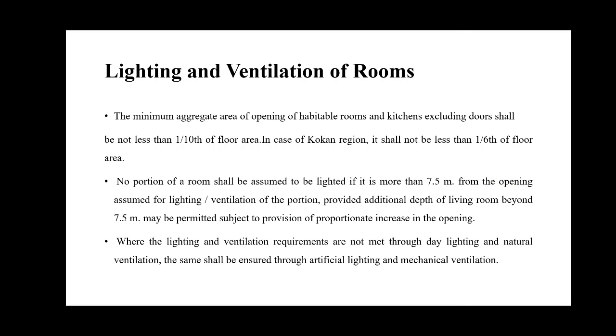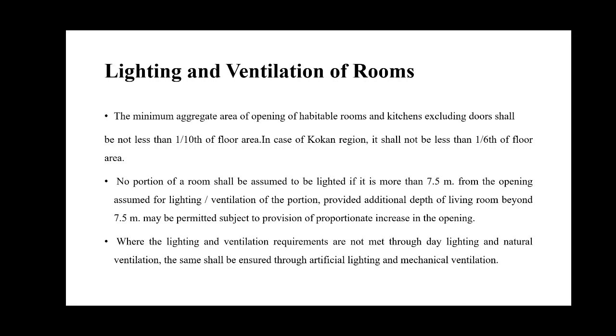Next, we shall discuss regarding lighting and ventilation of rooms. As we know, lighting and ventilation of a room is an essential part of having comfort and living leisure in a residential building. Here, the minimum area requirement of an opening of a habitable room and kitchen, excluding doors, shall be not less than 1/10 of the floor area.